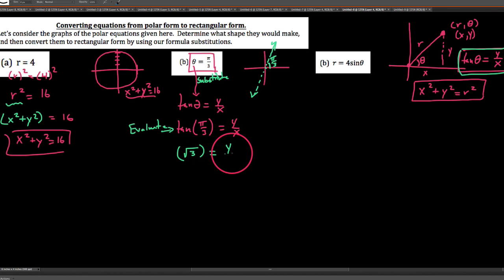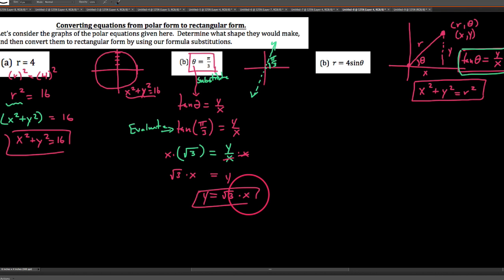So we really get y over x is equal to the square root of 3, and by multiplying both sides of this equation by x, the x's cancel out, and we get an equation that is in a much more familiar form, this y equals mx plus b form. So we have y equals the square root of 3 times x.